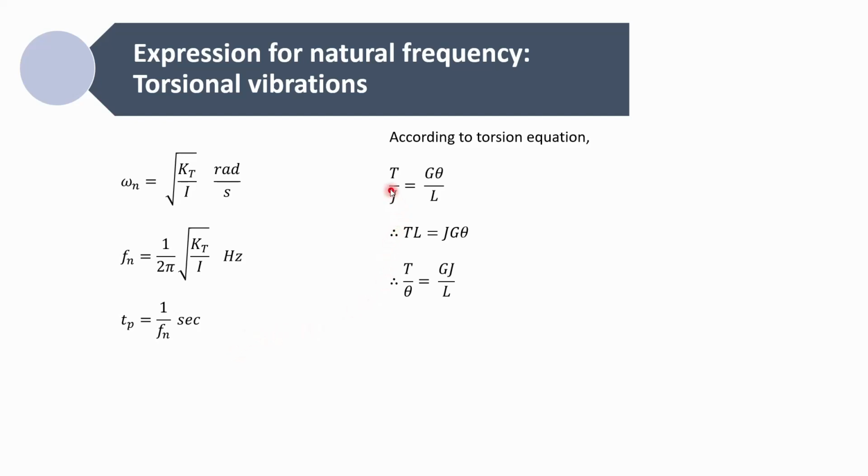Now, according to the torsion equation, T upon J is equal to G theta over L. Cross multiply over here. So T multiplied by L will be equal to J into G into theta. Transfer this theta on this side, so it will be T upon theta, and L on this side. So T by theta is the torque required to produce unit angular deflection, that is torsional stiffness, that is Kt. Torque is in Newton meter, theta is in radian. So Kt is known as the torsional stiffness, that is GJ by L.